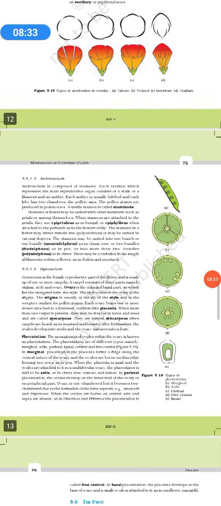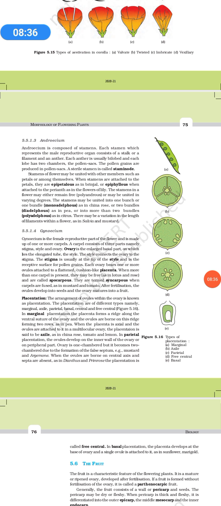Next, coming to androecium. When we talk about androecium, each anther is usually bilobed, and each lobe has 2 chambers. There is also the sterile stamen, which is called a staminode. The stamens of the flower may be united, they may be fused. Okay, and when the stamens are attached to the petals, they are known as epipetalous. And epiphyllous when they are attached to the perianth of the flower, like lily.